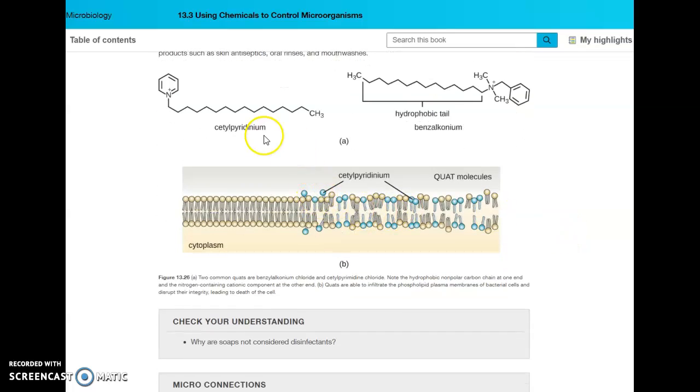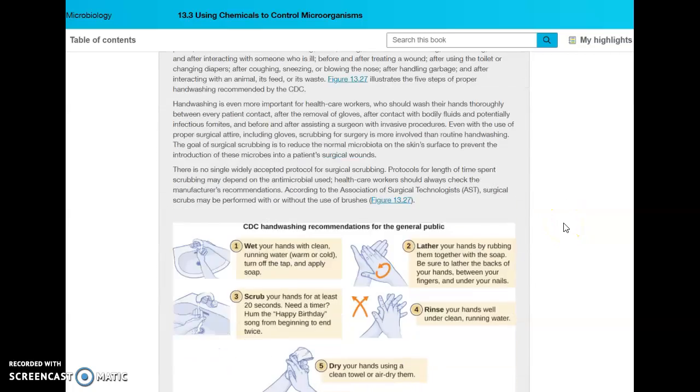So here's an example. This is cetylpyridinium, which is one of the quats, and here's benzalkonium over here. Basically what happens, you see you've got this cell membrane here, this phospholipid bilayer, and the cetylpyridinium gets in there and disrupts that. What's going to happen is the cellular contents are going to leak out, and this cell is then going to die.